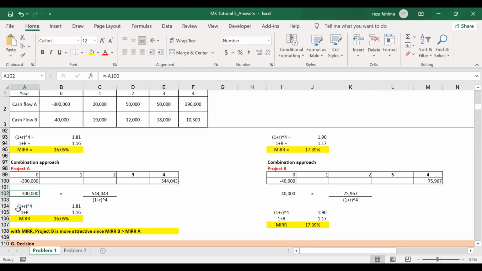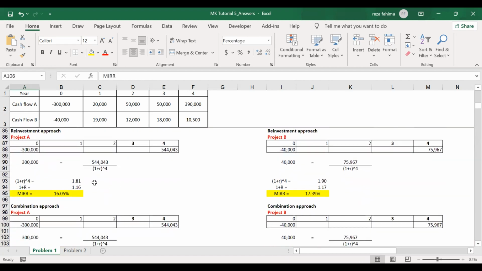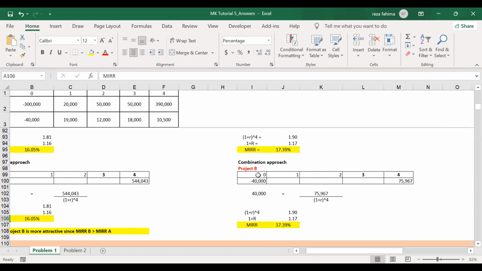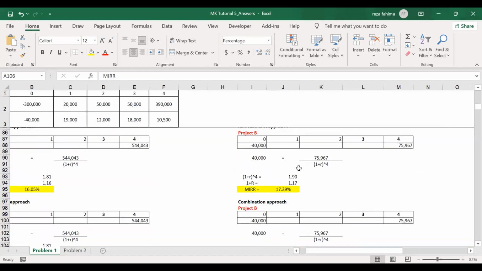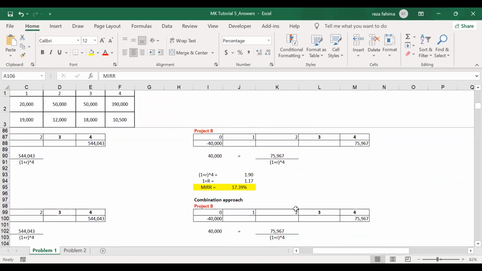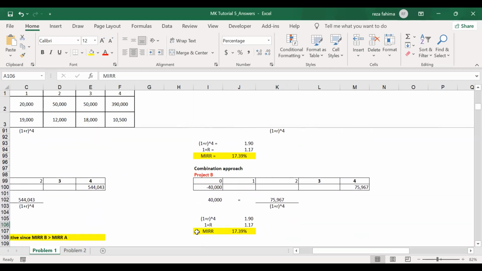Then we get our MIRR equals 16.05%. It's exactly the same as the reinvestment approach, since we don't have any negative cash flows in this case. For project B, it's also the same as the reinvestment approach of project B, so we can just refer to it, and the MIRR is also the same.